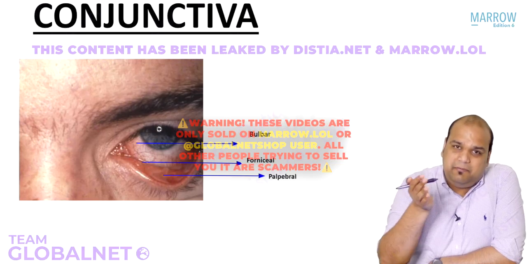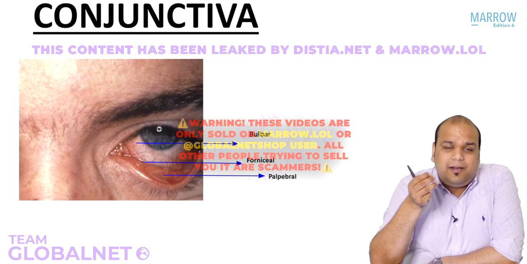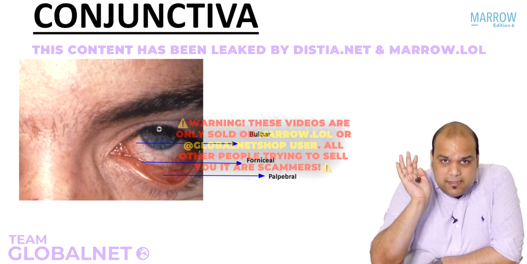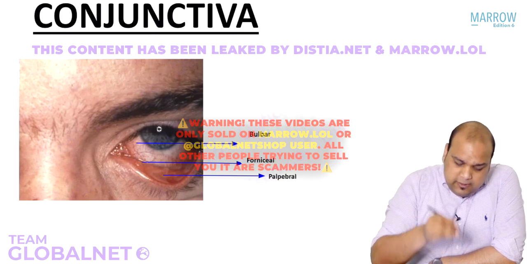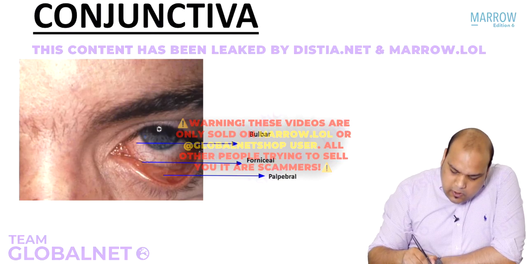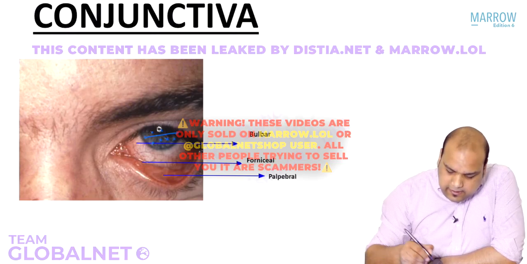So what is conjunctiva first of all? As already mentioned, conjunctiva is a transparent or translucent mucous membrane. Yes. This is covering the eye. But which part of the eye? The first thing that you want to remember is there is no conjunctiva over the cornea. Over the cornea, we don't have any conjunctiva. Okay? Now, apart from this, where is the conjunctiva?